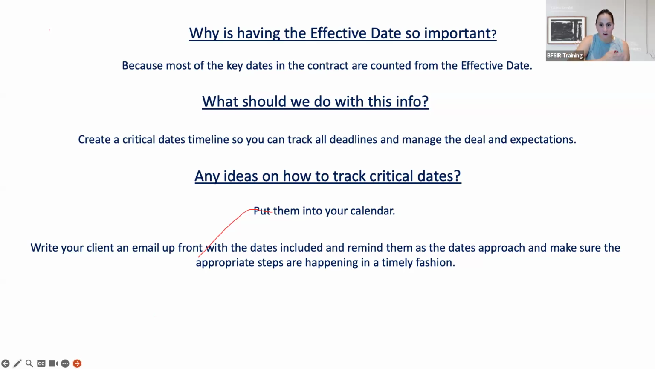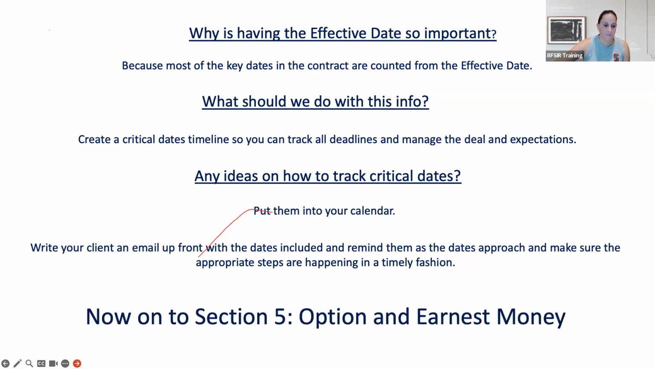Like we do this all the time as our career and are hopefully doing multiple transactions per year. Most people do this once every few years, if that. They're not going to keep track of this stuff. That's our job. That's why we get paid. Okay, section 5, option and earnest money.